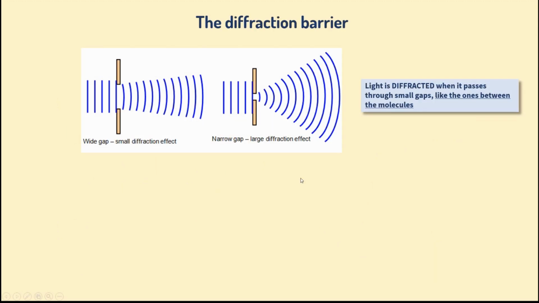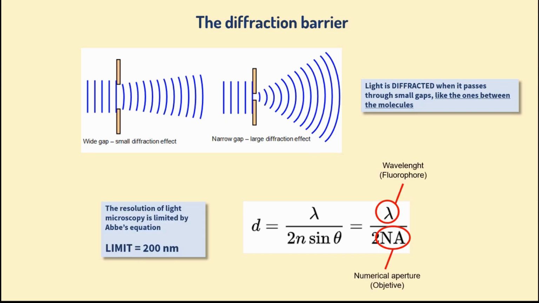And the concept of the diffraction barrier, that I was telling you before about the super resolution. The problem with the diffraction of light is that the light, when it passes through small gaps, like the ones between the molecules, is bent. So since light is bent by these small molecules, and the gap between the molecules is important, the resolution of light microscopy is limited by Abbe's equation. Normally, this limit is about 200 nanometers for green fluorophores.